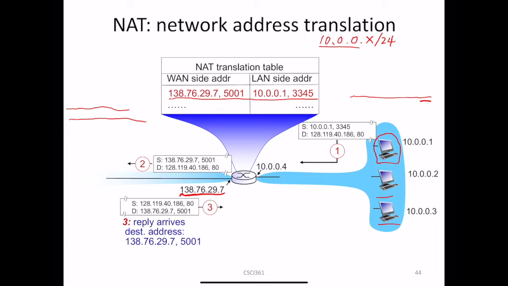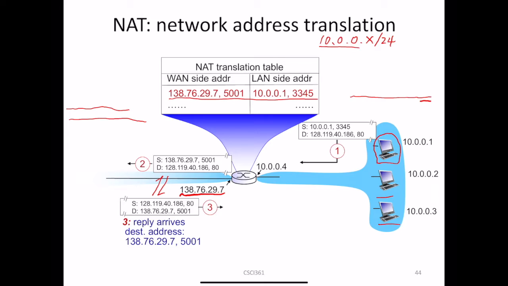So when the web server receives this datagram, it will send a response back. And for the response message, the source IP address and the destination IP address are reversed, or switched. So you can see from here that the source IP address and the destination IP address are switched between the request message and the response message.